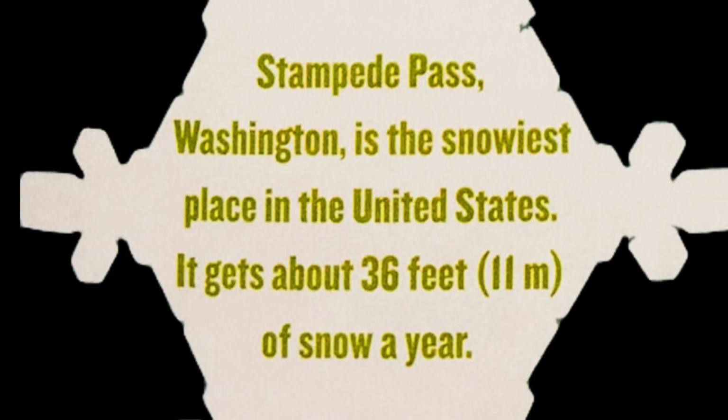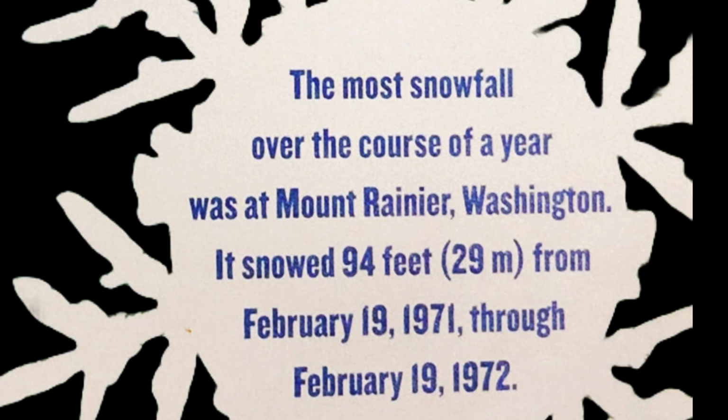Stampede Pass, Washington, is the snowiest place in the United States. It gets about 36 feet of snow a year. The most snowfall over the course of a year was at Mount Rainier, Washington. It snowed 94 feet from February 19, 1971 through February 19, 1972.